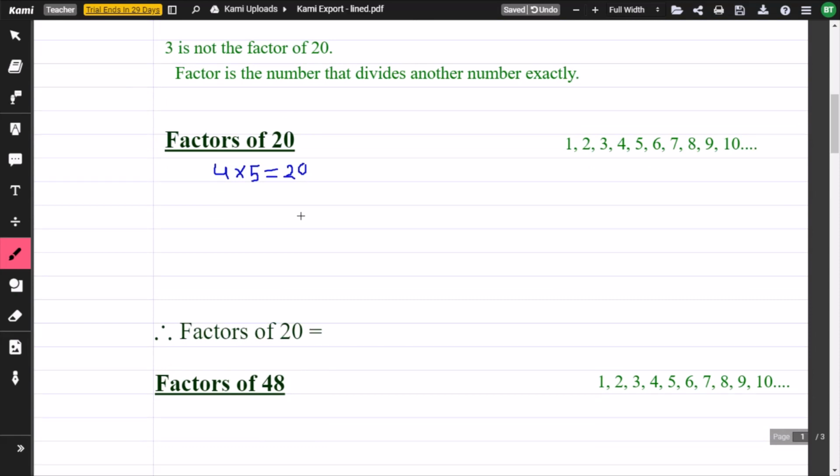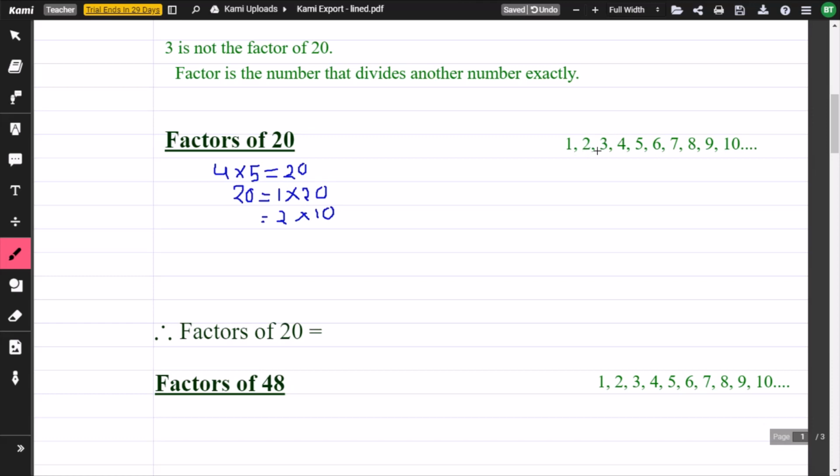So let us find those numbers. For that we have to choose from these numbers. Let us see which two numbers being multiplied together give 20. So we start with 1. As you all know, 1 can divide any number. So 1 times 20 is 20. After 1, move to the next number. The next number is 2. Is 20 divisible by 2? Yes, 20 is divisible by 2 because 2 times 10 is 20.